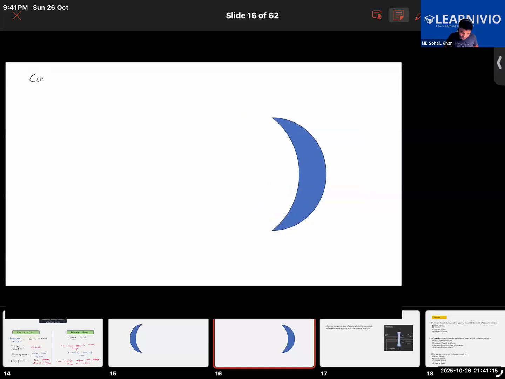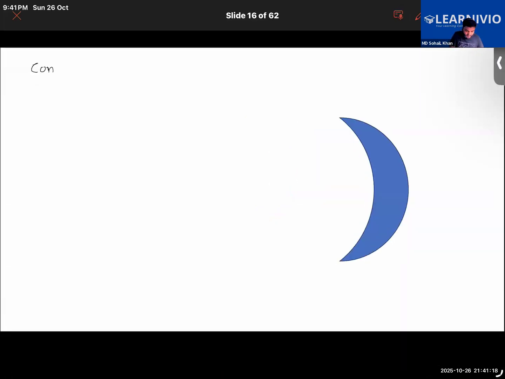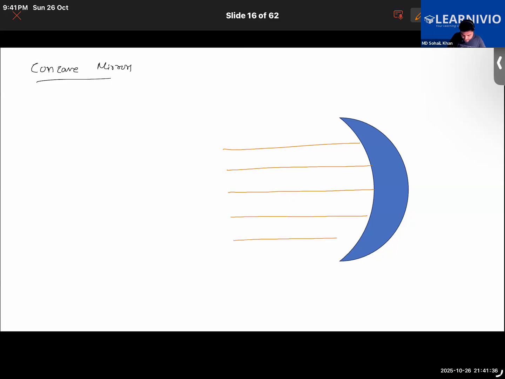For better reference, I'll be taking this diagram here. Convergent rays, the rays will be converging. Concave mirrors, say these are parallel rays of light that are falling on it. As they fall on it, obviously they will get reflected. So after reflection, they all will come to meet at a point like that.